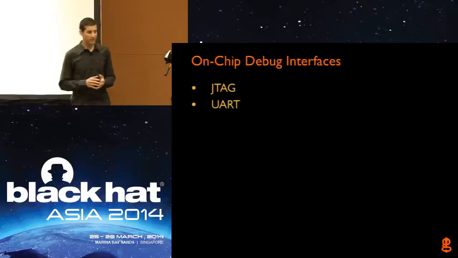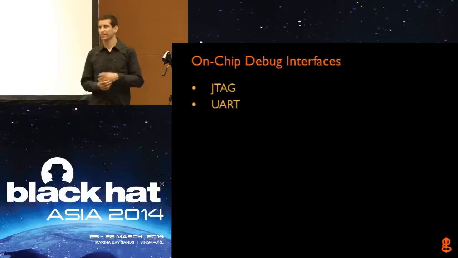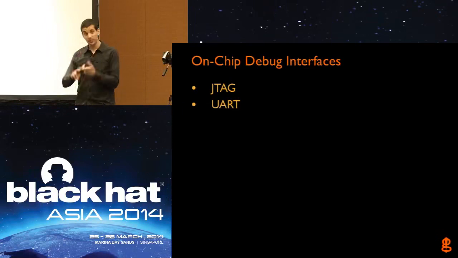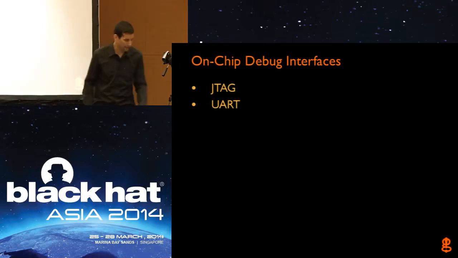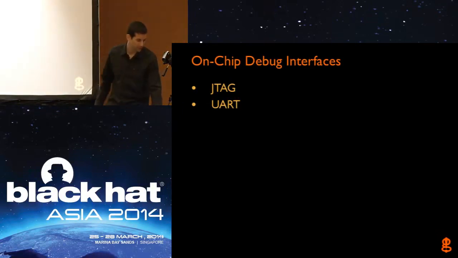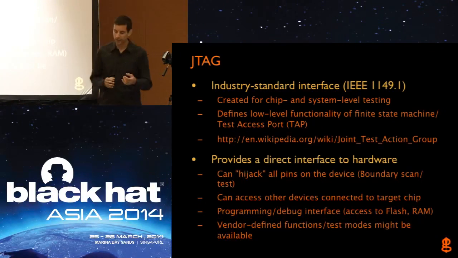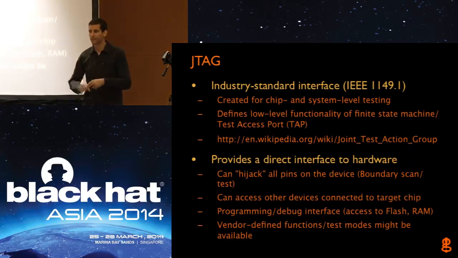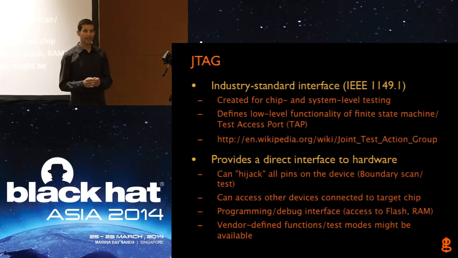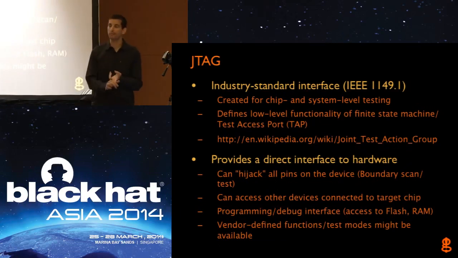All right, so we're going to actually talk about the details of on-chip debug interfaces now. The two that JTAGulator supports are JTAG and UART, and I'll give demos of each once we go into the details. JTAG is this industry standard interface that is really a low-level definition that was designed initially for chip level and system level testing during a manufacturing process. It expanded into being used for programming of parts and for debugging of parts.